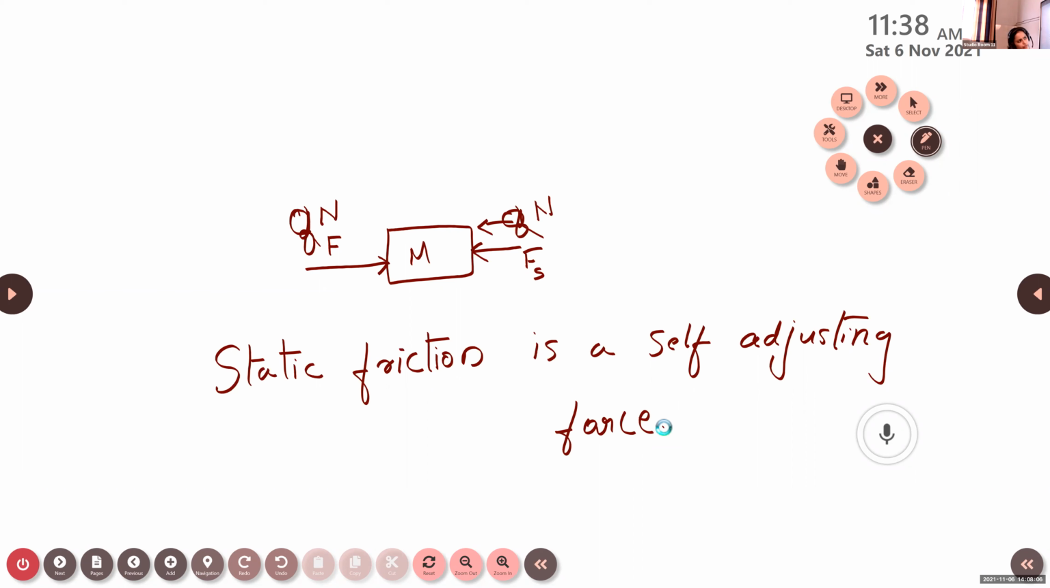Yeah, you can say it in your own words, no problem. Why is static friction also known as a self-adjusting force? Yes, Mehri, no problem. Unmute and say. Niranjan, why is static friction also known as a self-adjusting force? Yes, unmute and say. I don't know.